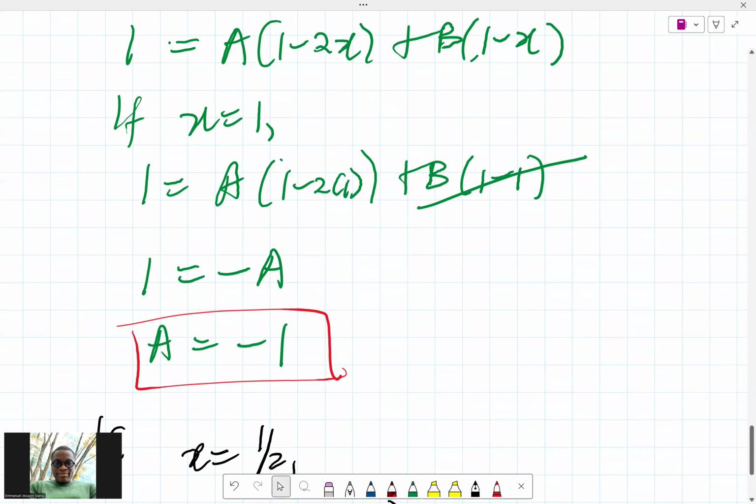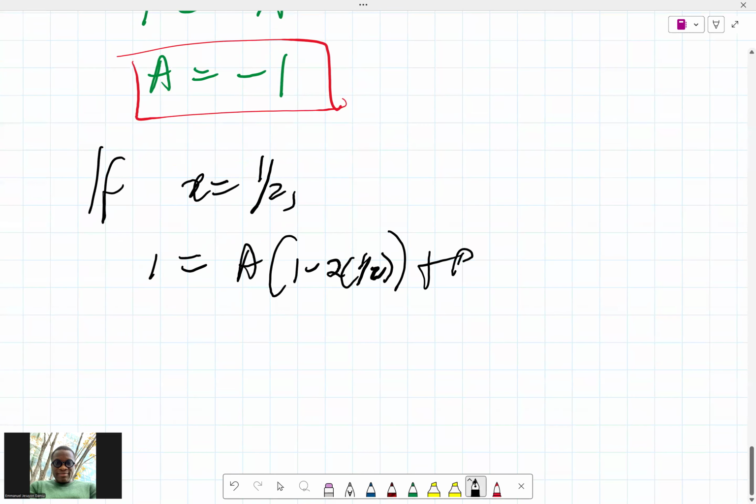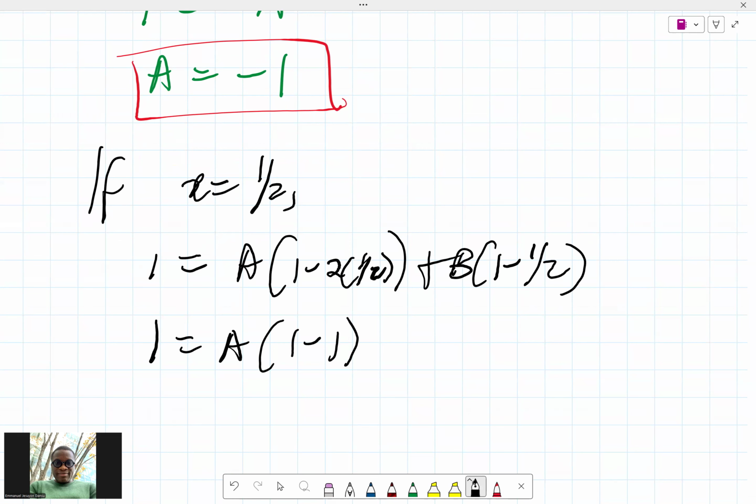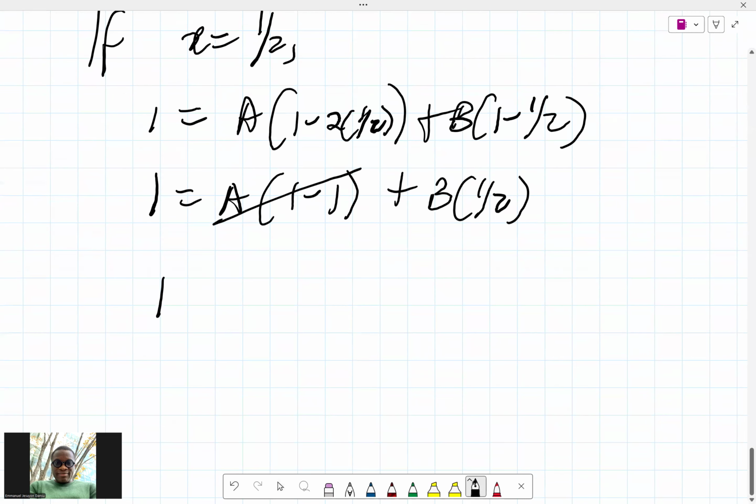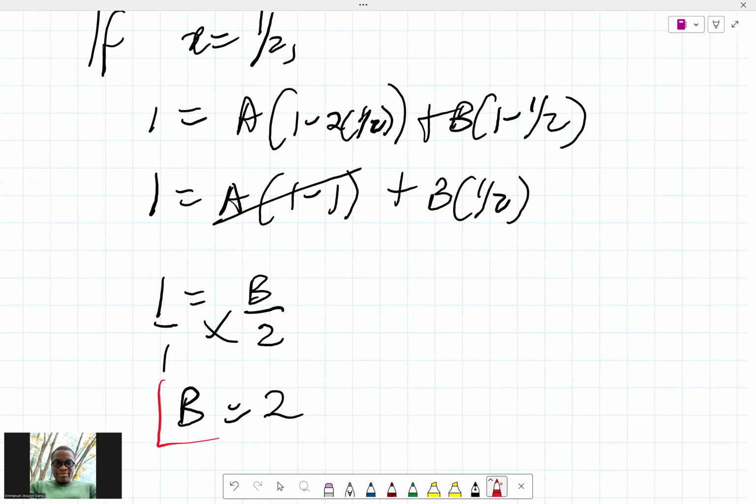And coming to the other side, we have plus B into 1 minus half, okay? So this is 1 equals A into half. 2 times half is 1, so we have 1 minus 1 plus B. 1 minus half is simply half, so this can go because 1 minus 1 is 0. So we have 1 equals B over 2. If you cross multiply, B is equal to 2. So we have our values right there.